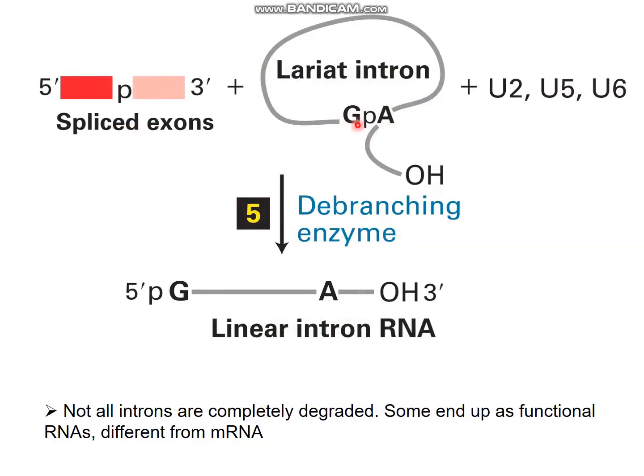Now this lariat structure can be converted into a linear form of intron RNA by the action of a debranching enzyme. Always remember that not all introns are completely degraded. Some end up as a functional RNA, which is different from mRNA. Only after all these modifications does the mature mRNA leave the nucleus and enter the cytosol for the process of translation.